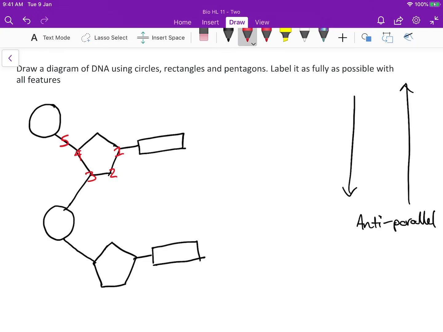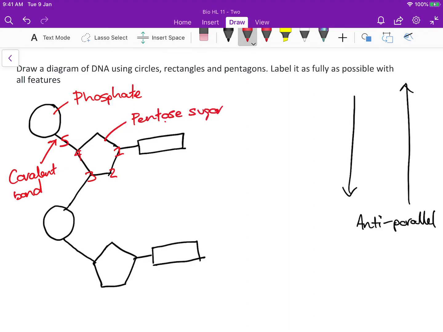Okay, so we can label all of these things. This is our phosphate. This is a covalent bond to our pentose sugar, which was deoxyribose. Then to our nitrogenous base. I haven't left myself a lot of room there. You're going to see in a moment what I'm going to do.